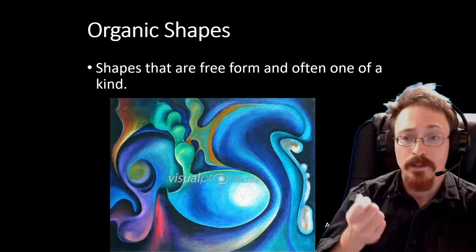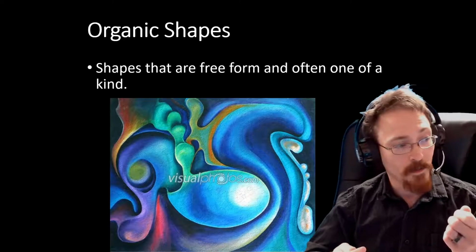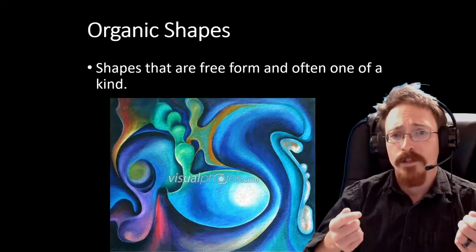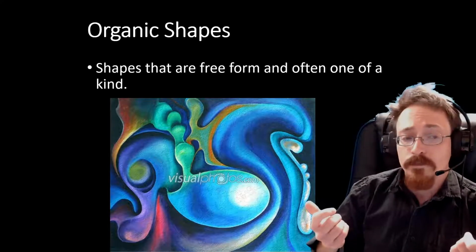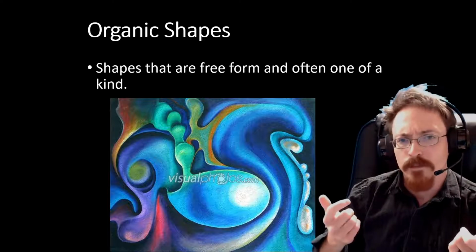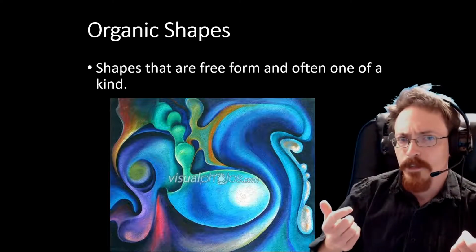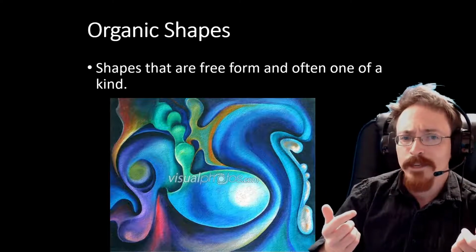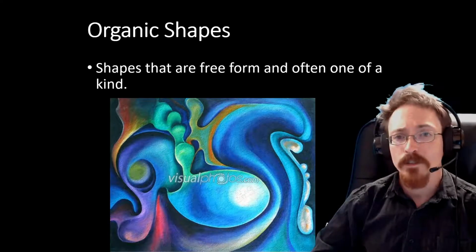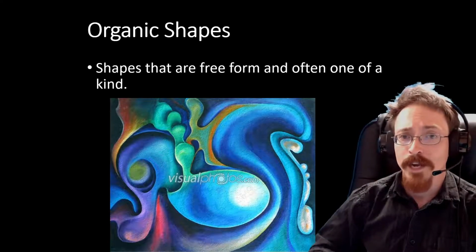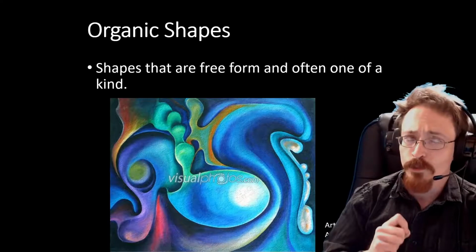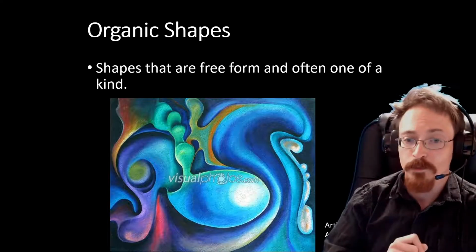If you pick up a leaf and you compare it to another leaf, yes, they're both leaves, but they're very different. Everything in nature, nothing is identical. And organic shapes are exactly the same way. An organic shape would be very difficult for you to recreate if you had to recreate it.